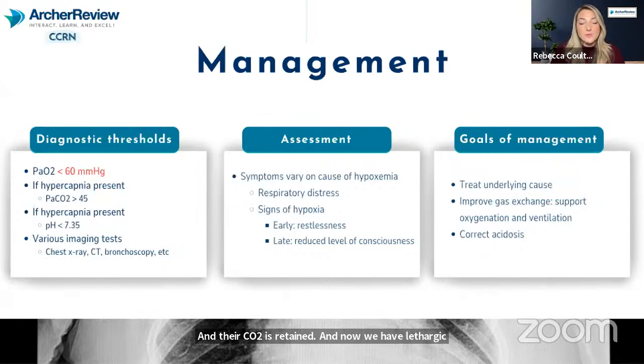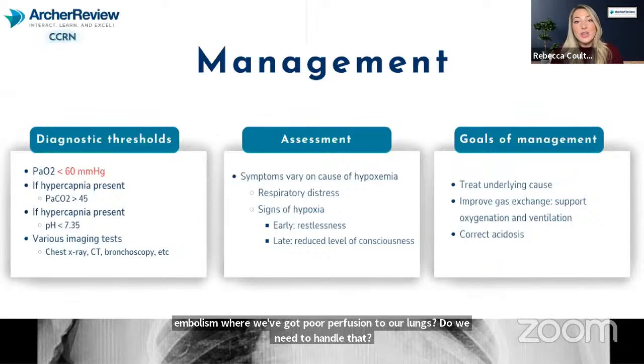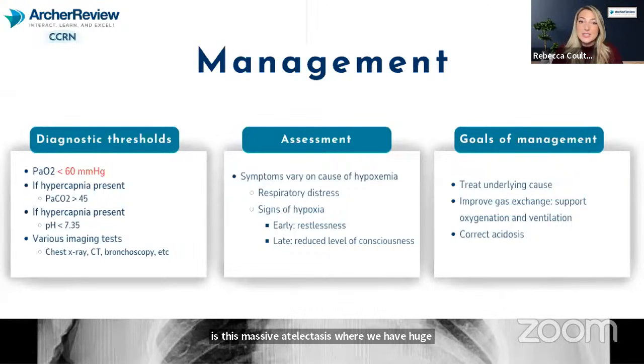So goals of management, we need to treat the underlying cause. Is this caused from a collapsed lung? Do we need to place a chest tube? Was this caused from a pulmonary embolism where we've got poor perfusion to our lungs? Do we need to handle that? Is this massive atelectasis where we have huge alveoli collapse and so those alveoli are not ventilating? Maybe we need some positive pressure ventilation for that. The goal is to improve our gas exchange.